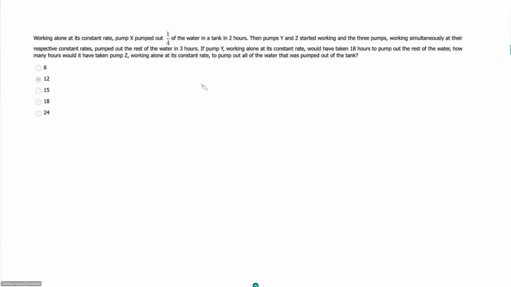So they're switching the context on us a bunch of times. So what are they saying? We have a rate question, and we have three different pumps, X, Y, and Z. So what do we know?